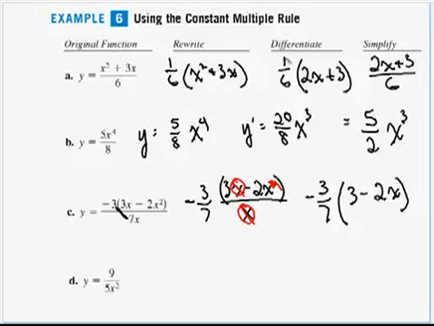And now we haven't taken the derivative yet. You know, I've gone a little past. So we are going to take the derivative now. Y prime equals constant multiple. The negative 3/7 stays. Derivative of the constant is nothing. The derivative of minus 2x is minus 2. And then we can just multiply those together. Negative 3/7 times minus 2 is 6/7.